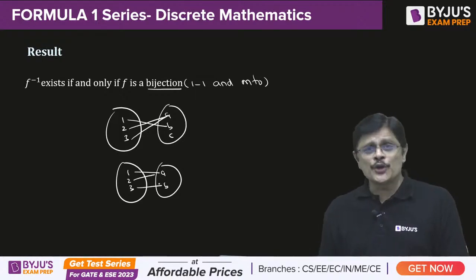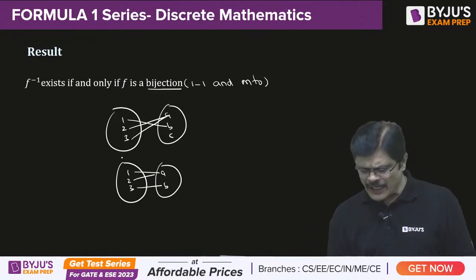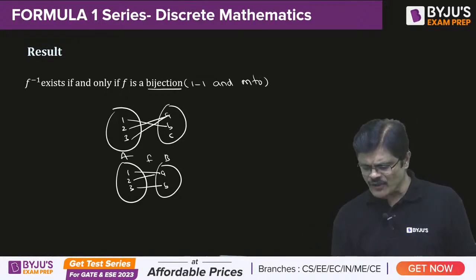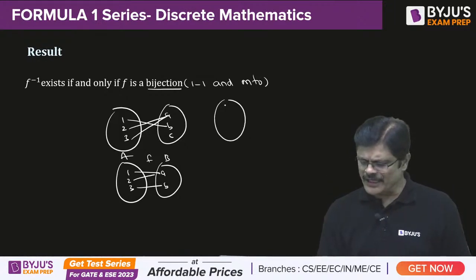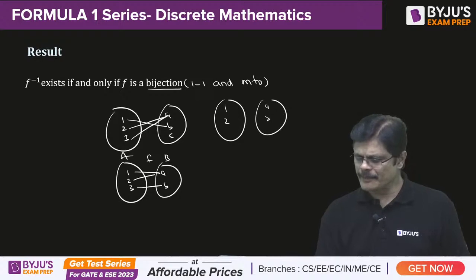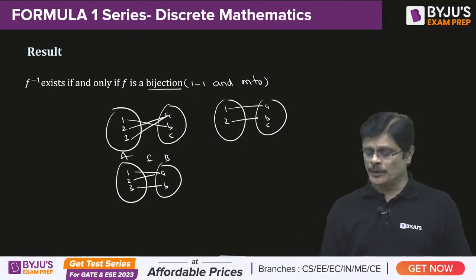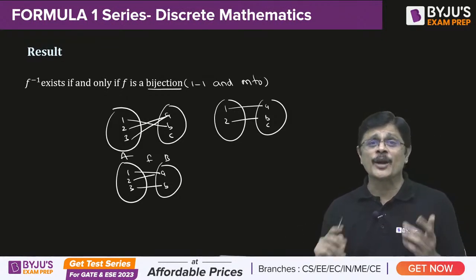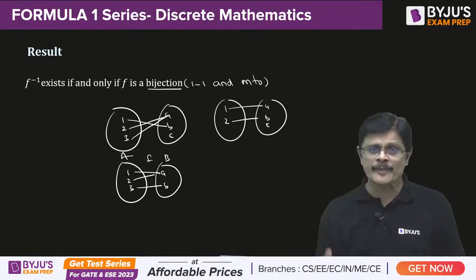This is onto function, but not 1-1. So if you try the reverse, that is B to A, that is not a function, because one element is having two images, therefore it cannot be a function. Now look at this. This is 1-1, not onto, but when you do reverse, it cannot be a function, because C is not having any image. So inverse cannot be a function.